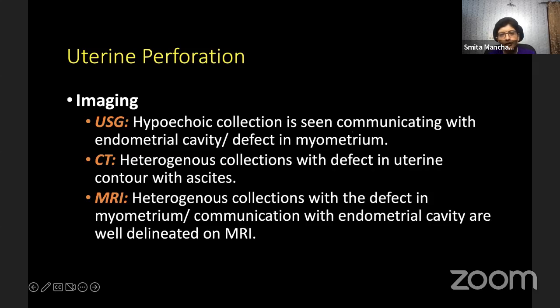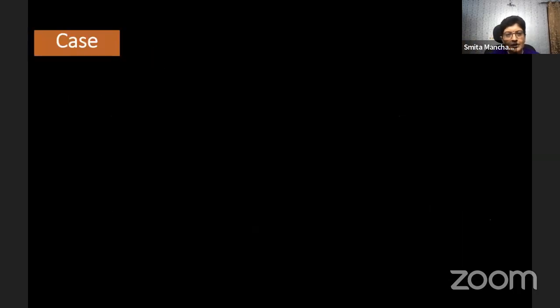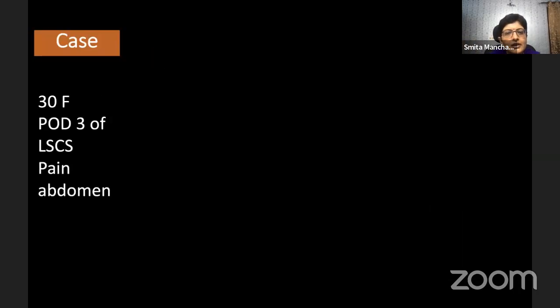So hypoechoic collection, which is communicating with the endometrial cavity and defect in myometrium. CT, a heterogeneous collection with defect in the uterine contour with ascites, and similarly within the MR, better to evaluate that defect. So now this is a 30-year-old lady. She's post-op day 3 of LSCS and now she's having pain abdomen.